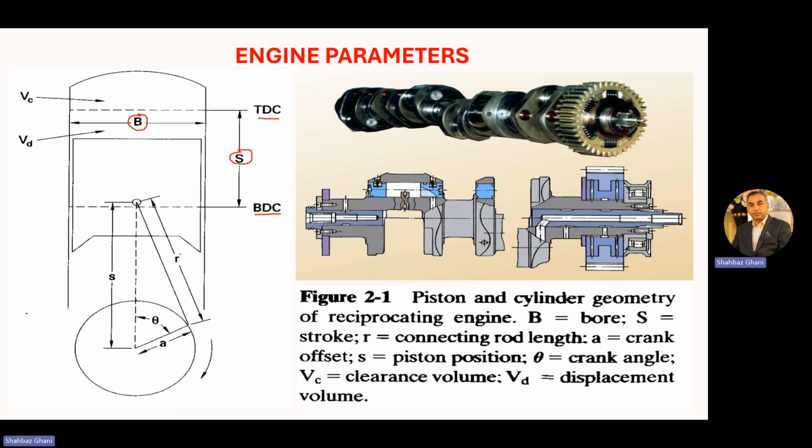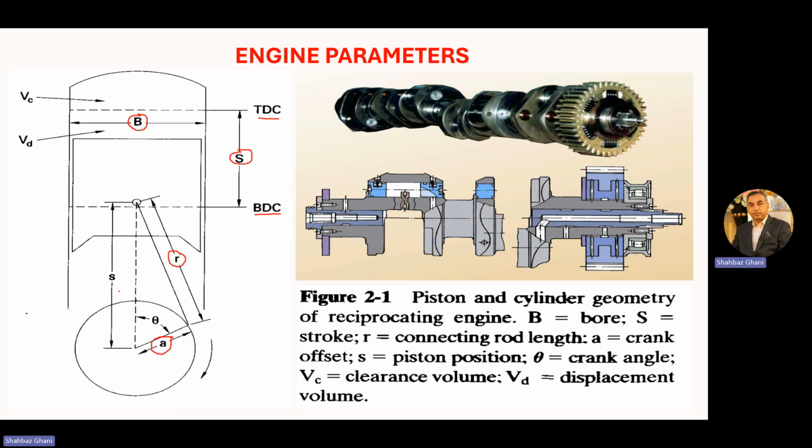Then R, the distance from the center of the gudgeon pin or the piston pin or the wrist pin to the crankshaft where the piston is attached is known as the length of a connecting rod, and it is denoted by R. A is the offset from the center of the crankshaft at the point at which your connecting rod is attached to the crankshaft.